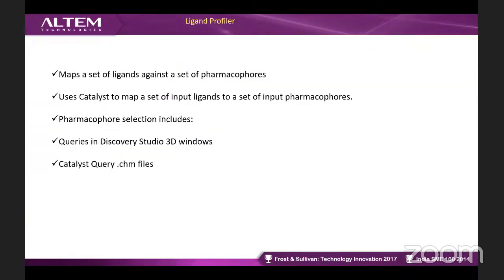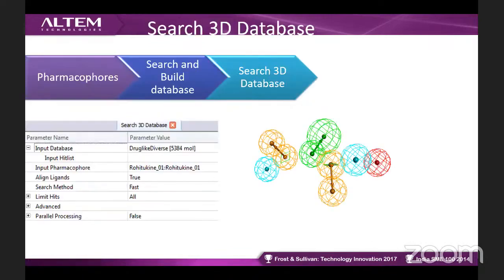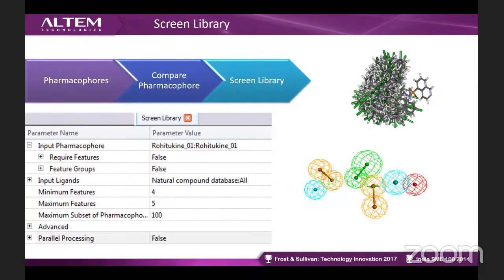So Ligand Profiler is, as I told you, a most crucial feature of your software, where you can map a set of ligands against a set of pharmacophores. It uses Catalyst to map your input ligands to input pharmacophores. Usually you have only one pharmacophore. So far in the studies, we have only one pharmacophore and multiple ligands.